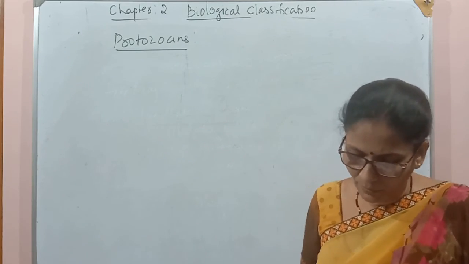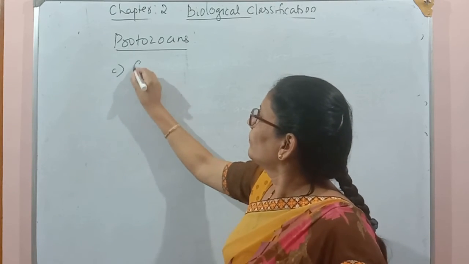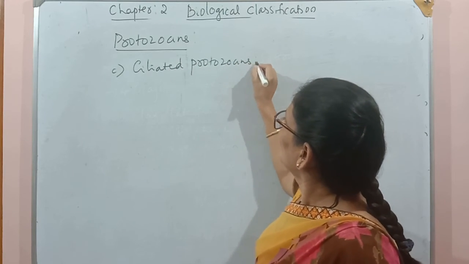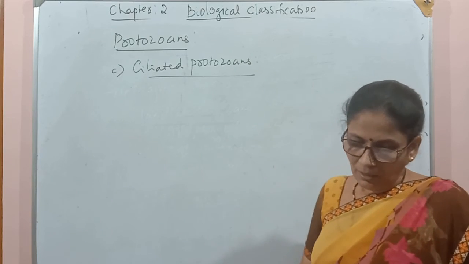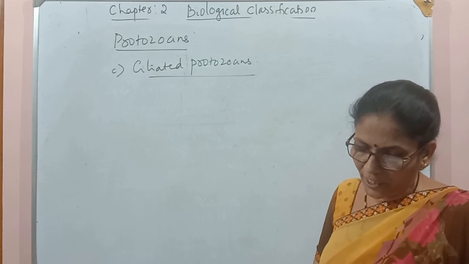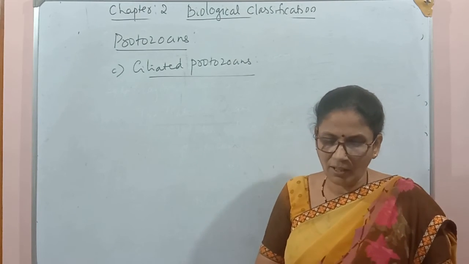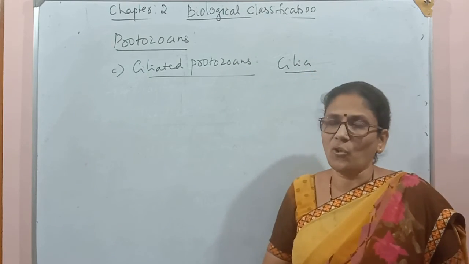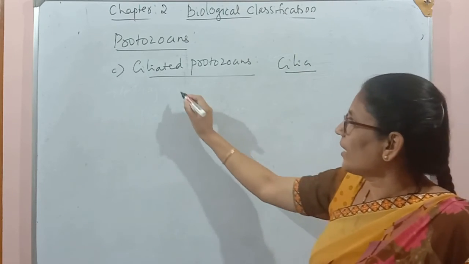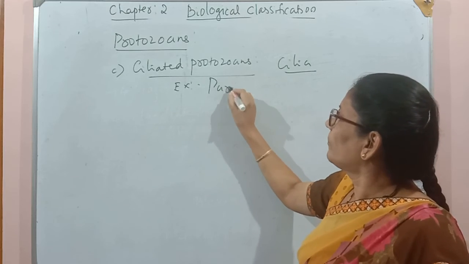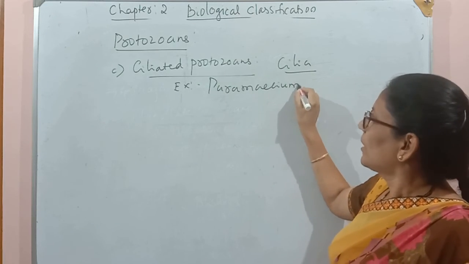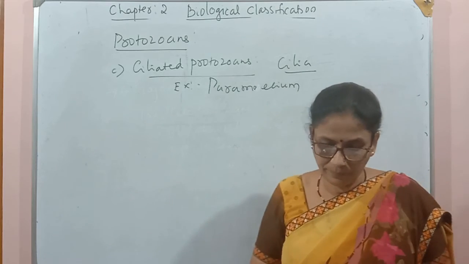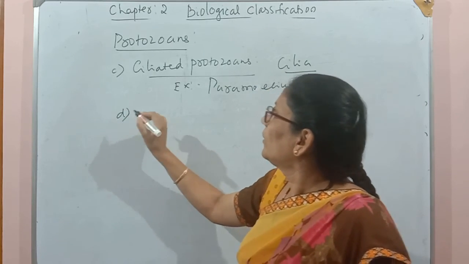The next one is ciliated protozoans. These are aquatic and actively moving organisms. They have thousands of cilia on their surface. Cilia are the locomotor structure of this group of organisms. Example, paramecium.